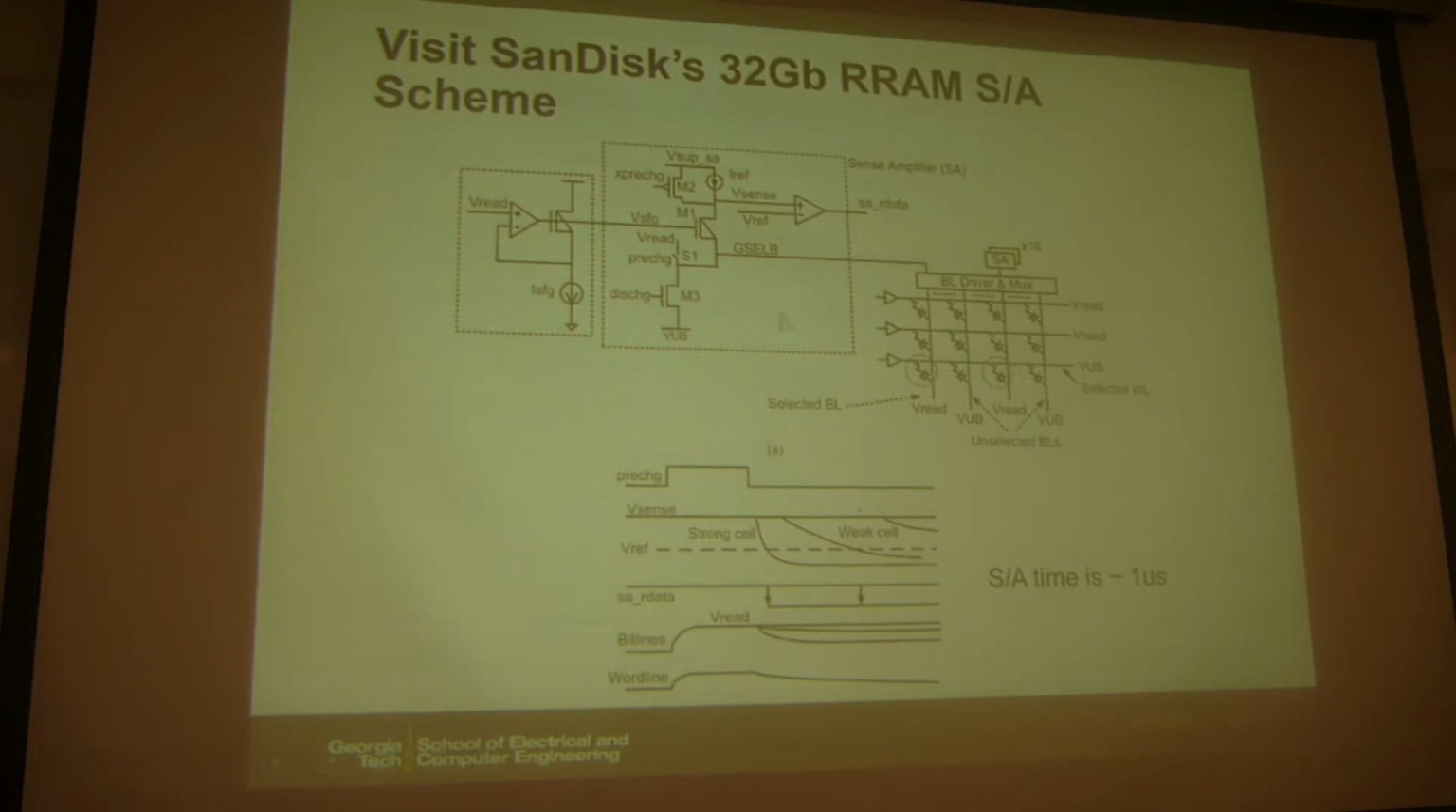So here is the sense amplifier design for this particular chip. And this is the crossbar array, and it has a similar bias scheme to what we discussed before for reading. Essentially, you will apply a read voltage. It's voltage mode sensing. You are going to apply the read voltage from here, from the read bias, to the bit line.